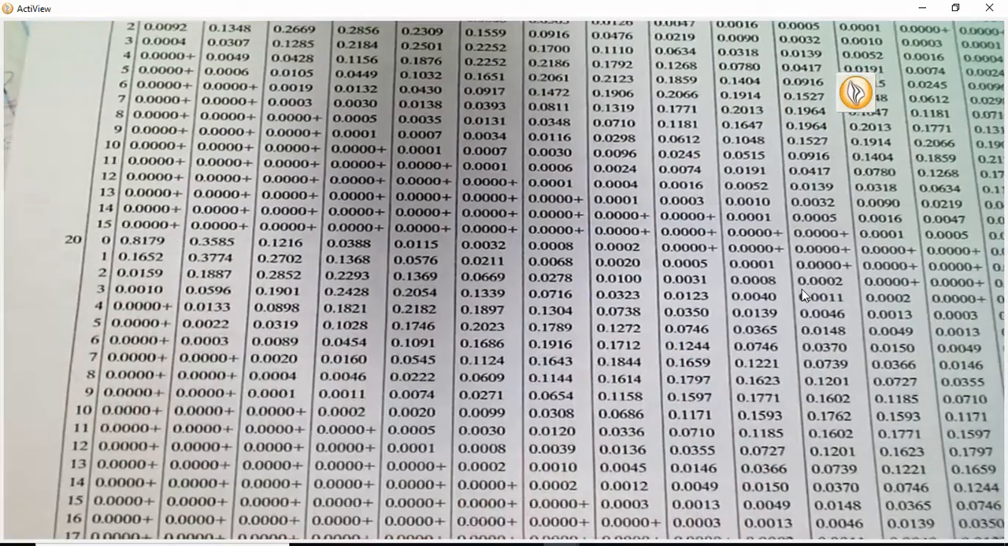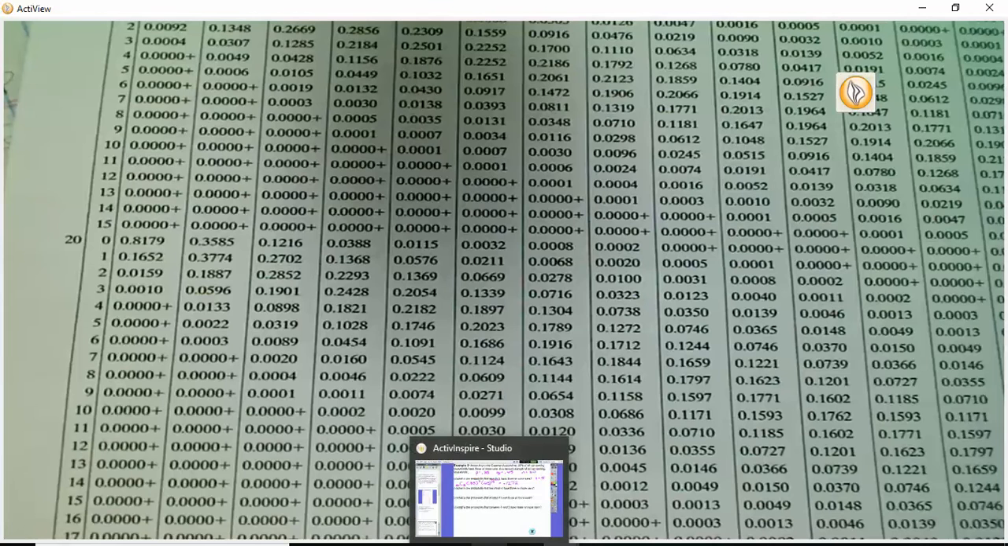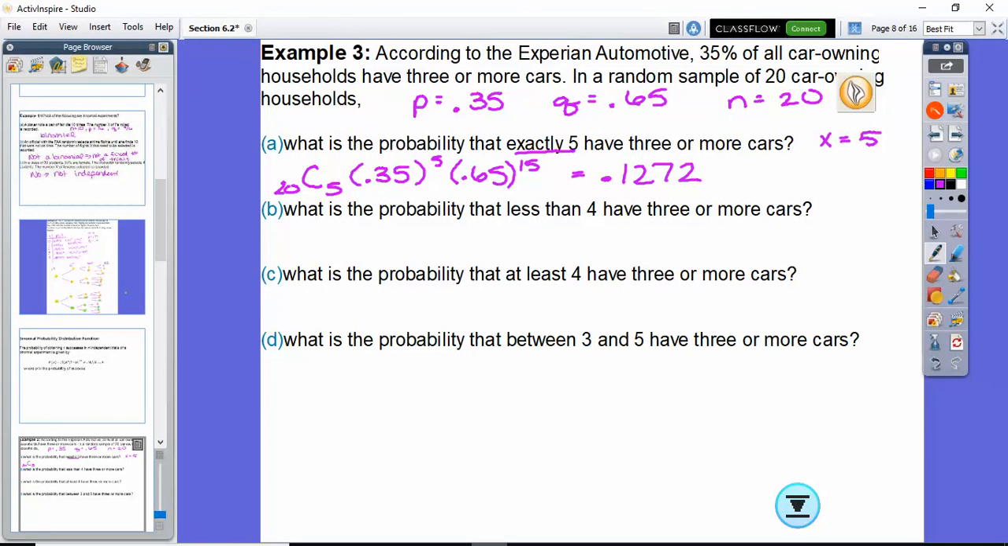Okay? You like the table better? So the table will not always be a probability, because if I'd said the probability of P was 0.32, do we have that on the table? No. So if it's not on the table, you have to do it by hand, but if it is, you're welcome to read it off the table.